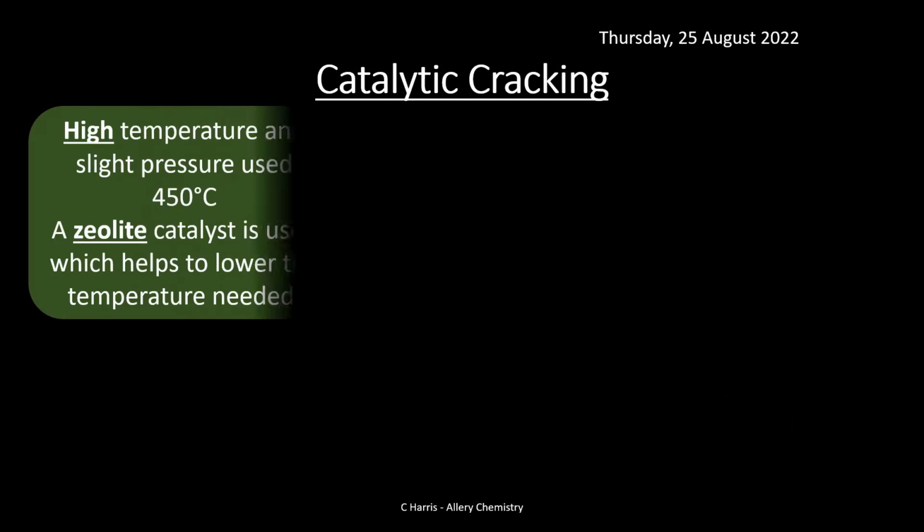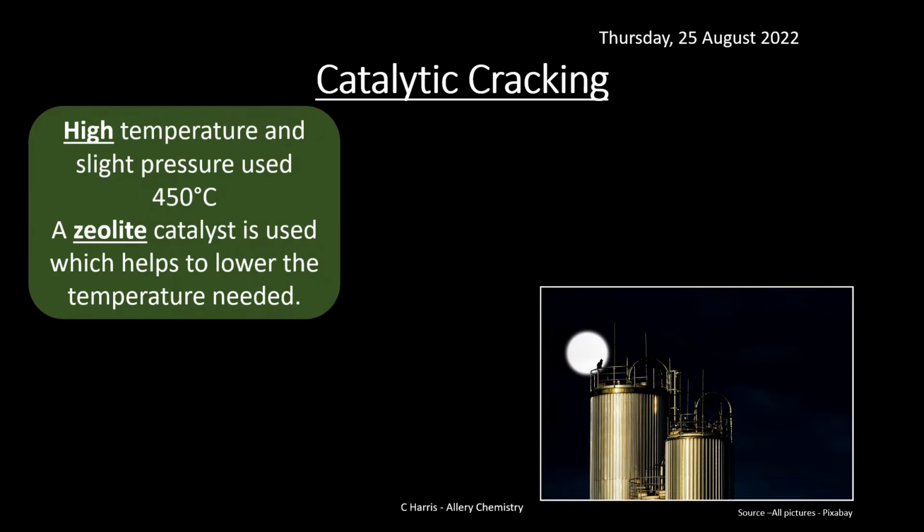So the other type of cracking is catalytic cracking. Now, as this suggests, we use catalysts here. So high temperature and a slight pressure is used. So the temperature is 450 degrees Celsius. But a zeolite catalyst is used, and that helps to lower the temperature needed.